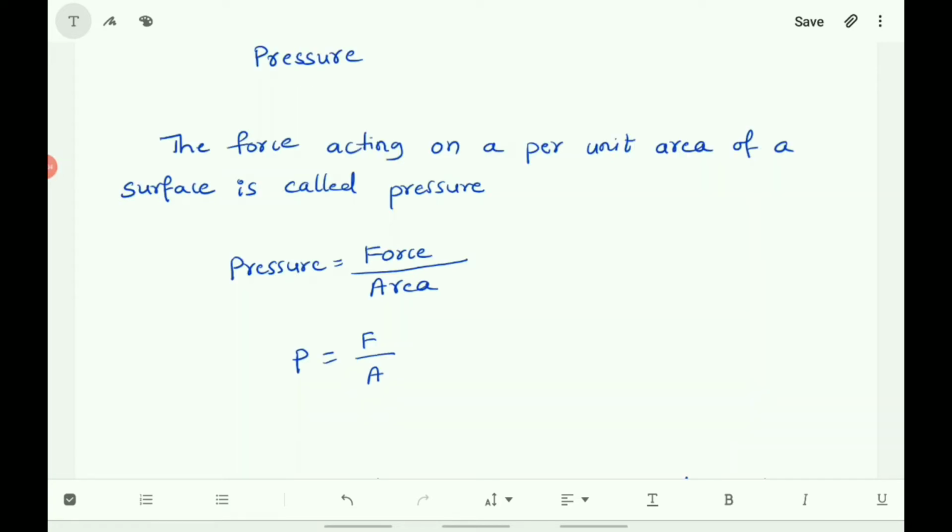The force acting on a per unit area of a surface is called pressure, and pressure is equal to force per area, force by area, that is P is equal to F by A.